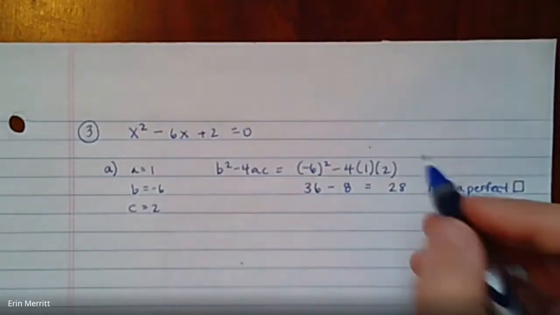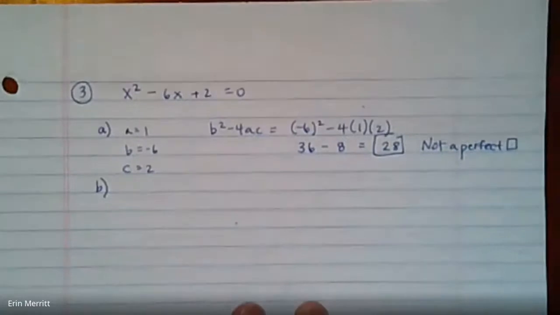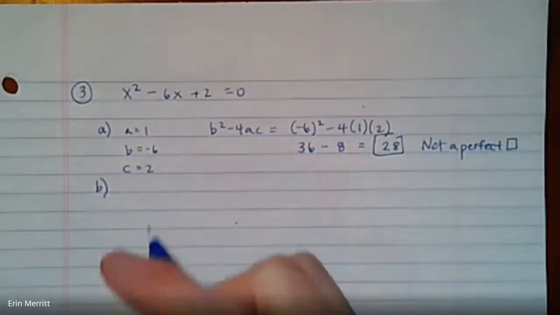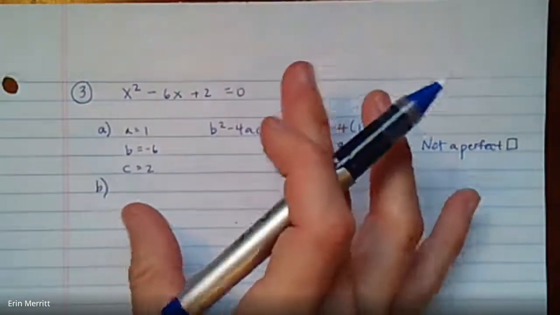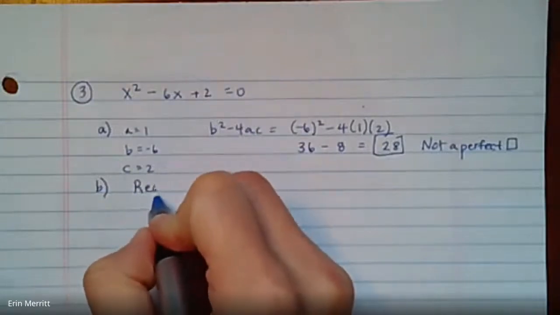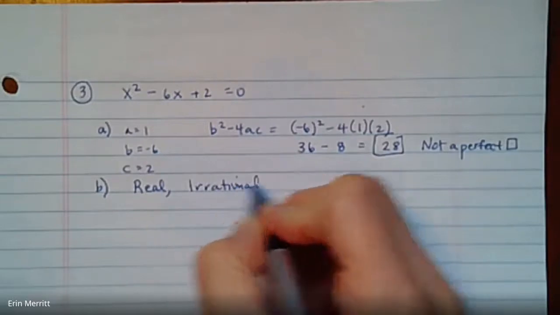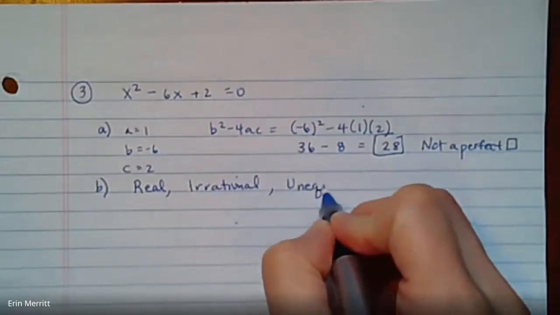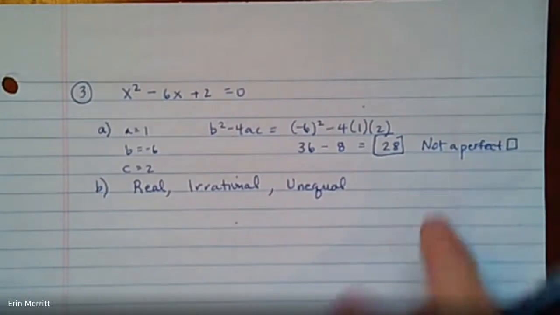what that should signify to me is that for part B, when we talk about the nature of the roots, if I try to take a square root of 28, it's not going to simplify. At least not going to simplify completely, I should say it that way. Which means that we're going to get real roots, but they're going to be irrational. And therefore, they'll come out unequal when we do plus radical 28 versus minus radical 28.